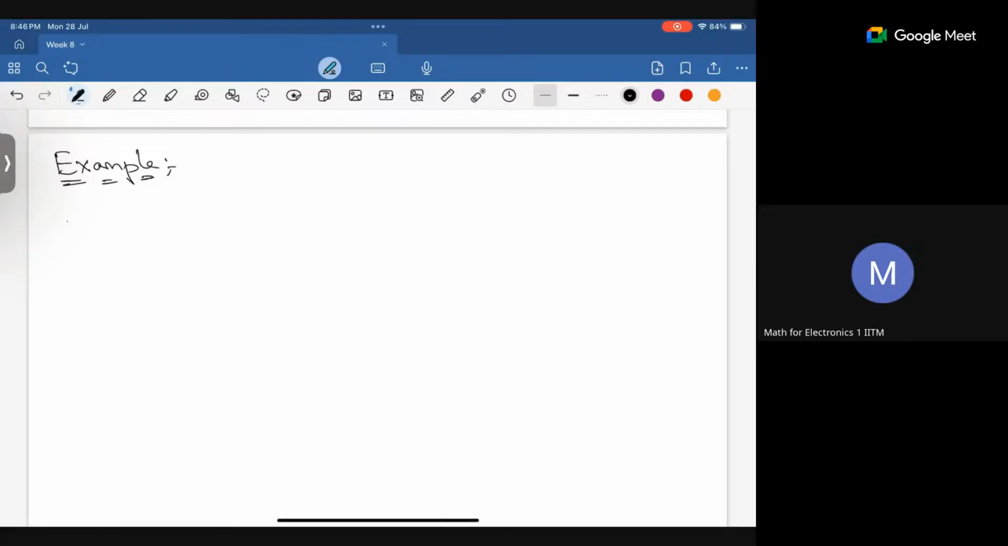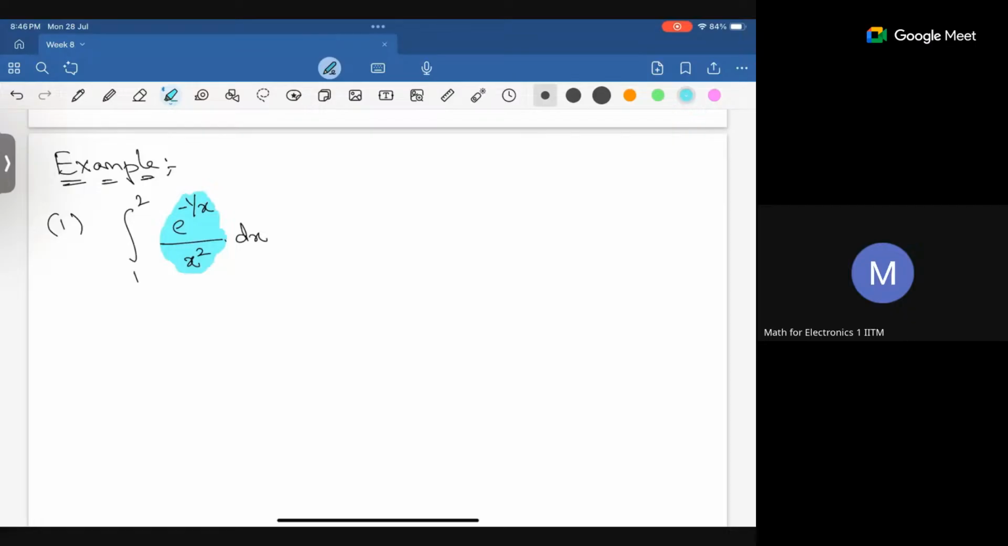Okay, so let's say we want to find the integral of 1 to 2 e power minus 1 by x divided by x square dx. Okay, so right now we don't know the techniques how to integrate this function, which is e power minus 1 by x divided by x square.